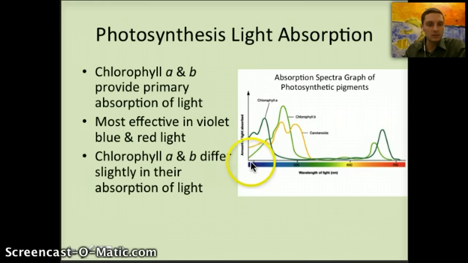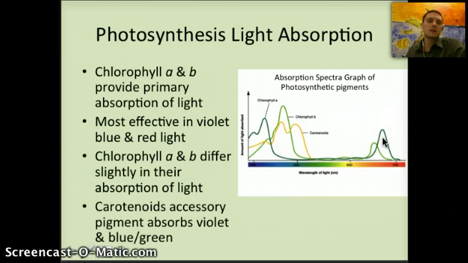They differ slightly in what they absorb. Chlorophyll A absorbs a little more of the violet. Chlorophyll B absorbs a little more of the lighter blue. The same is true in the orange and the red. There are also some accessory pigment absorptions that pick up a little bit of the violet-blue and a little bit of the blue-green. But you can see right here in the primary green color, there's really no absorption. And again, that green light is being reflected.